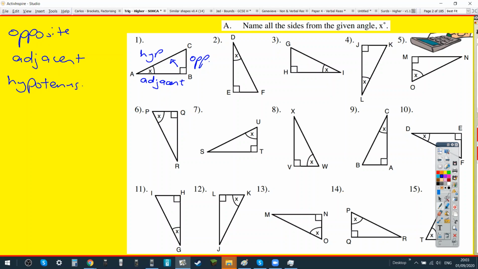Okay, on question 2, DE is the adjacent. Yep. DF is the hypotenuse. Yep. And EF is the opposite. That's it. Okay, I think we're all right there.